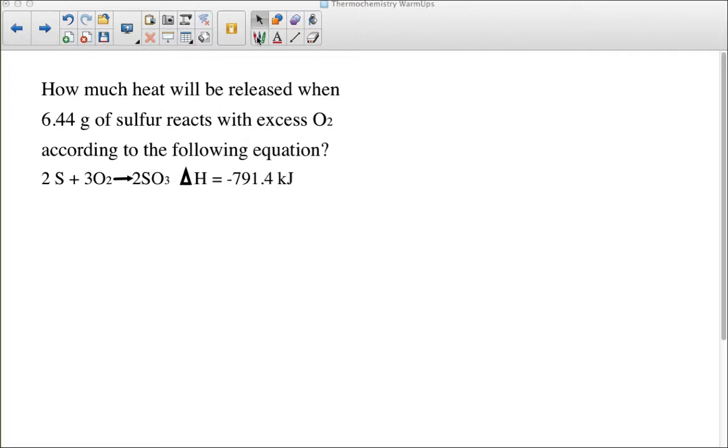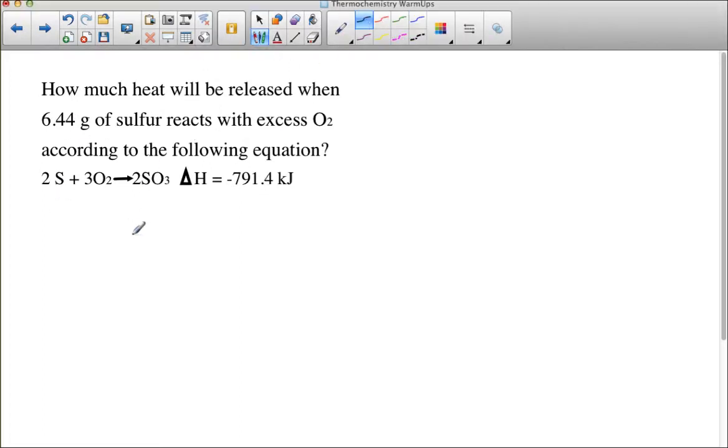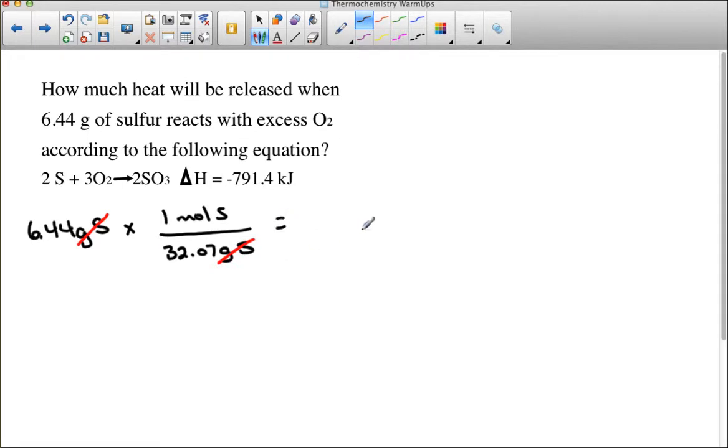produce? So the first thing I'm going to do is solve for the number of moles of sulfur. So I know I have 6.44 grams of sulfur. I'm going to multiply that by, I know that 1 mole of sulfur, and then I go to my periodic table, is 32.07 grams of sulfur. So now if you notice, if I set this correctly, grams of sulfur is going to cancel out. So that's going to give me the moles of sulfur. So all I want to do is put in the calculator 6.44 divided by 32.07 equals, so this gives me basically 0.200 moles of sulfur.